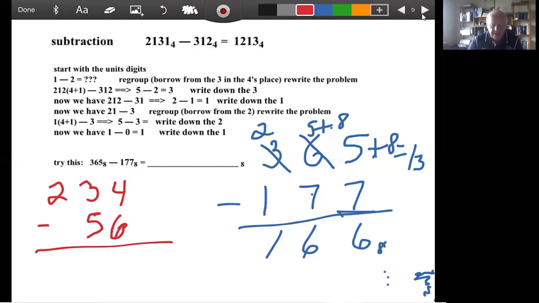In base 10, 4 won't take away 6, so we put a 2 here, and we always put that little 1 up there, and that's not really true. What you're actually doing is regrouping. When you took that 1 from the 10s place, you're regrouping it, and that's a plus 10. That's how come it becomes 14 take away 6 is 8.